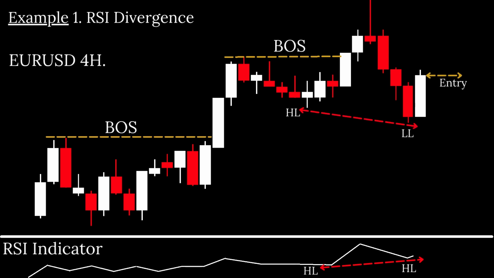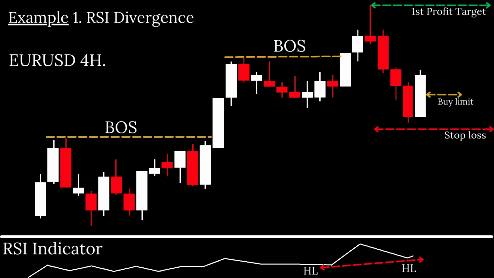Entry can be made on the close of the bullish engulfing candlestick, if your risk management allows. If not, place a buy limit order at 50% of the confirmation candlestick, with your stop loss a few pips below its low. Your target should be the next key level or prior structure high.